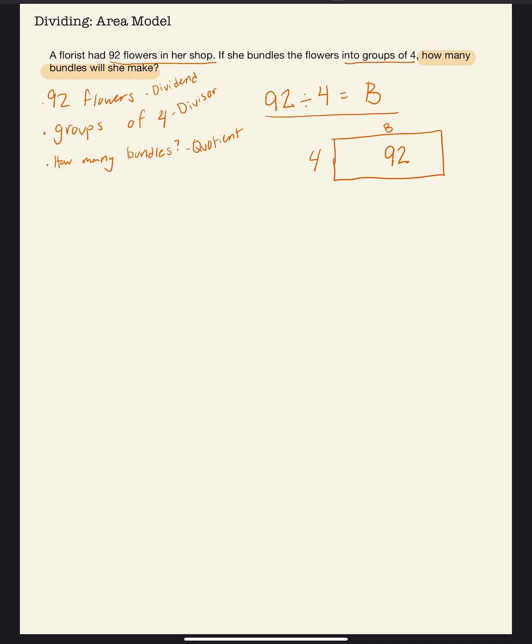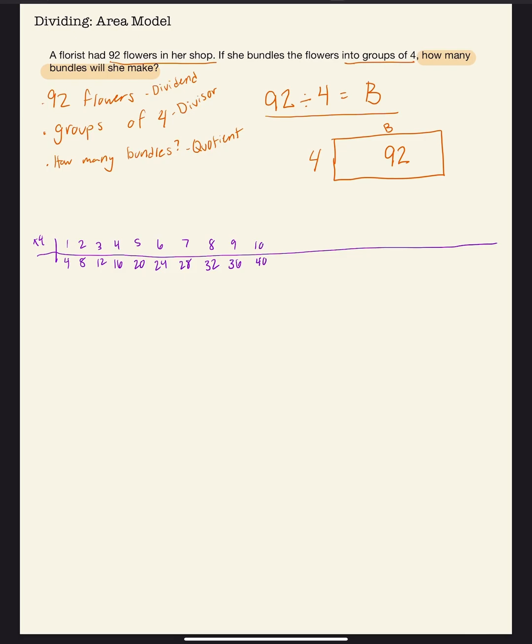The next thing I want to do to help me prepare for this division problem is set up a multiples of 4 chart. Okay, this will help me with my division problems because instead of having to think of multiples of 4, I'll have it right in front of me. So I know 1 times 4 is 4, 2 times 4 is 8, 3 times 4 is 12, 4 times 4 is 16, 5 times 4 is 20, 6 times 4 is 24, 7 times 4 is 28, 8 times 4 is 32, 9 times 4 is 36, and 10 times 4 is 40.